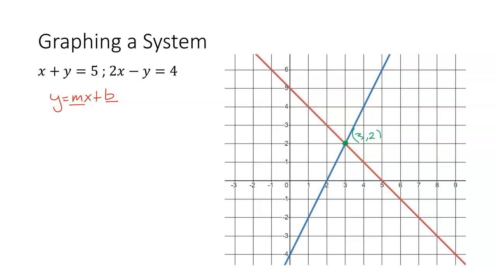So let's look at our red line. What is the slope of my red line? What's the slope of that red line? Is that line going up or down? Negative 1. Going down. Down and to the right is negative slope. So if I start at a point, I go down 1 unit, I go right 1 unit, the rise over the run is negative 1, 1. So my slope is negative 1.